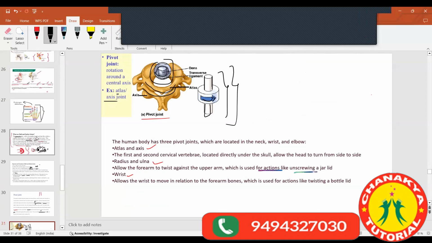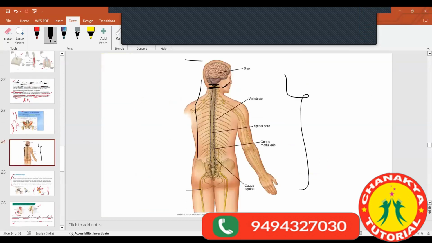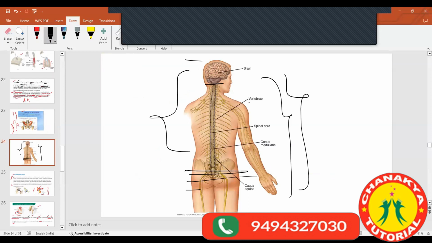Do you know the vertebral column, Adya? This is the vertebral column, if you see here, from here to here, till the hip bone. It's the complete vertebral column, fully vertebrae. If you see the vertebrae, the first and second are called the atlas and axis. The first one is the atlas, the second one is the axis. And the joint that is there is called the pivot joint.